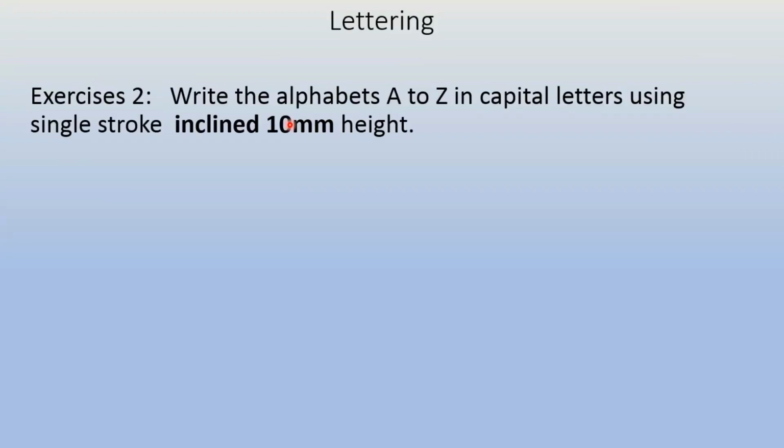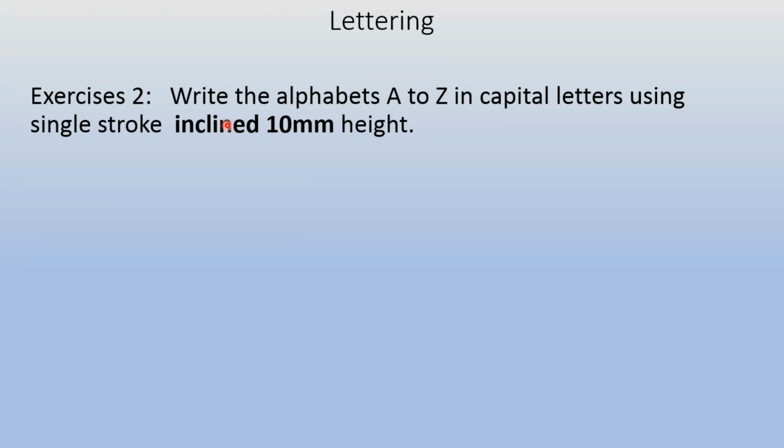So this is our exercise number 2. Write the alphabets A to Z in capital letters using single stroke, inclined, 10 mm height. So the important thing to observe here is the word inclined. Inclined here means all alphabets will be inclined to the baseline. They will be inclined at 75 degrees. But from the upper line it will be 15 degrees.